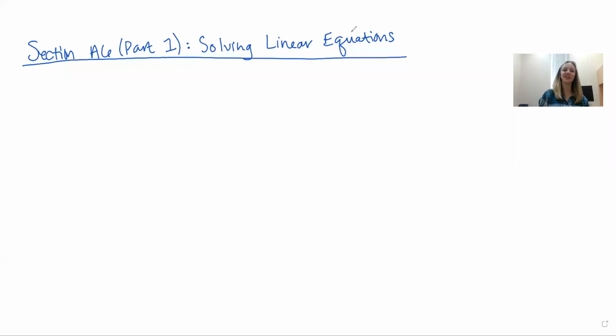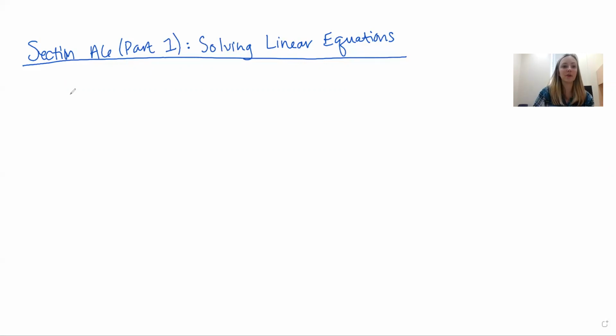Hi, everyone. So in this lecture and the next one, I'm going to be splitting this into two shorter parts, just so you can have a little break in between if you want. We're going to be covering section A6, part 1. Section A6 is solving equations, so linear equations and quadratic equations, so with some x squareds. This first part, all we're going to be doing is solving linear equations.